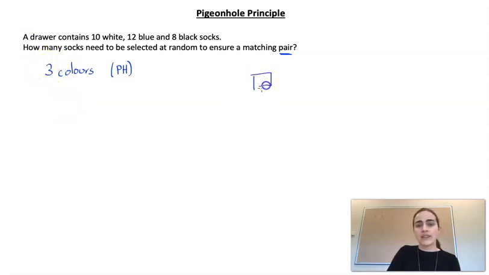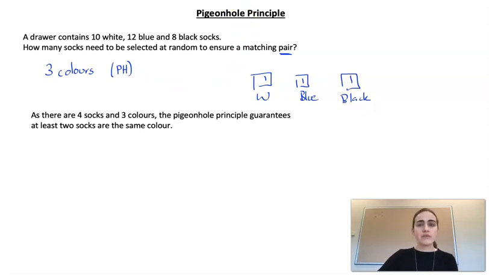And the way you can think about that is if we had our white, our blue, and our black, then if I pick a sock out, maybe it's blue, the first one I pull out. Second sock might be black, the third one might be white, but that fourth sock has to fall into one of those categories as well. So we need a minimum of 4 to ensure that we have a pair.